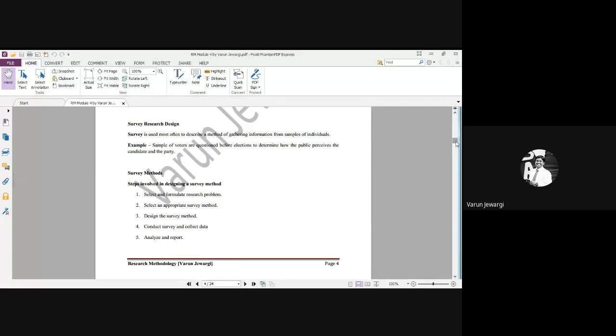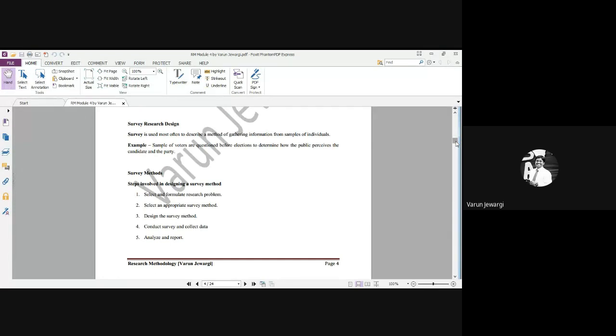Now survey is used most often to describe a method of gathering information from samples of individuals. There are many individuals in a population. We are picking those samples and asking them questions. That is what we call a survey. To put it in very simple terms, gathering information from others, or from a sample, we call it a survey.